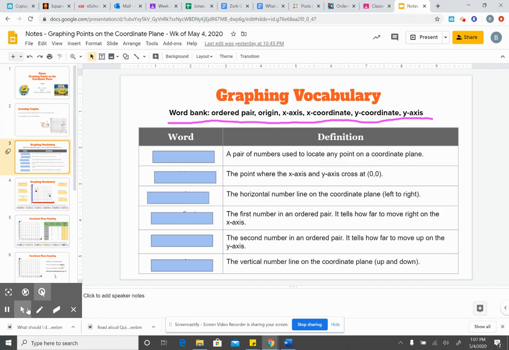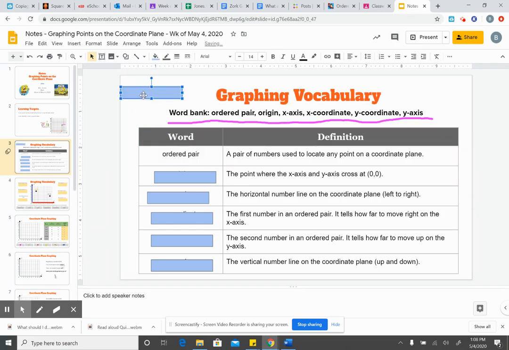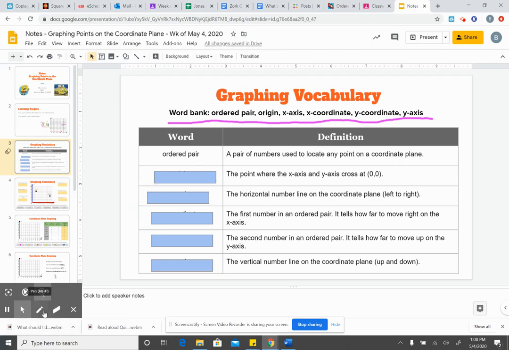is that matches. So we have a pair of numbers used to locate any point on a coordinate plane. A pair of numbers used to locate a point. That would be an ordered pair. Okay, that's an ordered pair. Ordered pair will look like x comma y. Okay, so that will look like anything that's x comma y.